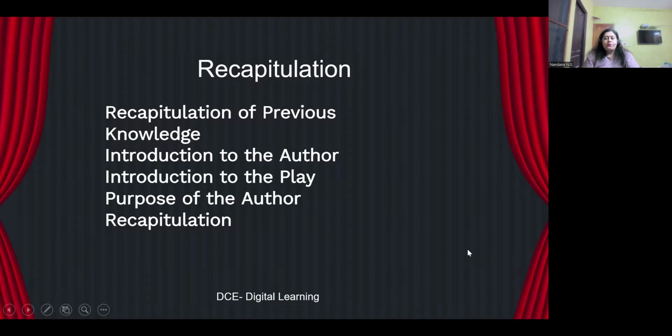So let us try to recapitulate what we discussed through the course of this session. Initially, we had a recapitulation of previous knowledge. Later, we introduced ourselves to the author, Mahesh Dattani. Introduction to the play followed by the purpose of the author. And now, finally, we have come to this session, the recapitulation.